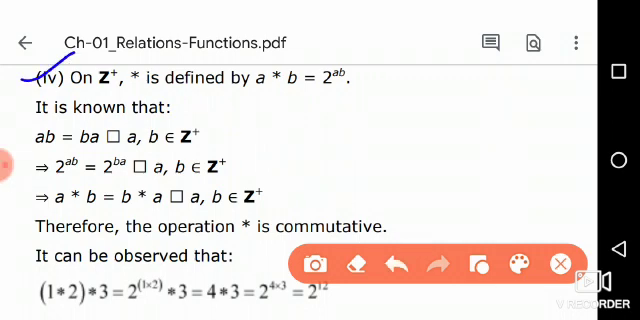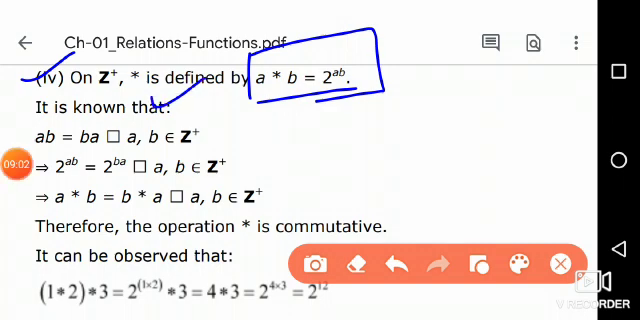Moving to the fourth problem. On Z plus, star is defined by A star B is equal to 2 to the power AB. Once again, we have to check whether star is commutative or associative or not. It is known that for all A, B belonging to Z plus, A star B is equal to B star A.